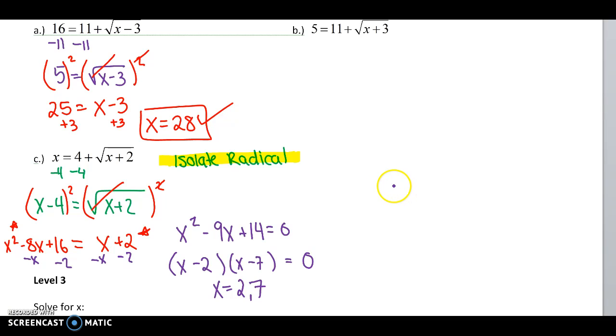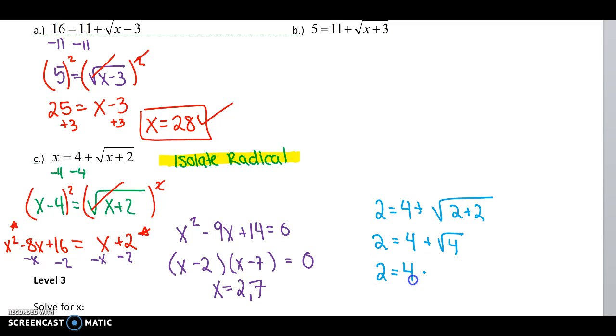So I'm actually going to show that work here. Let's do this together. I have 2 equals 4 plus the square root of 2 plus 2. So that would say 2 equals 4 plus the square root of 4, which is 2 equals 4 plus 2. Uh-oh, is that true? 2 equals 6? No, it's not.